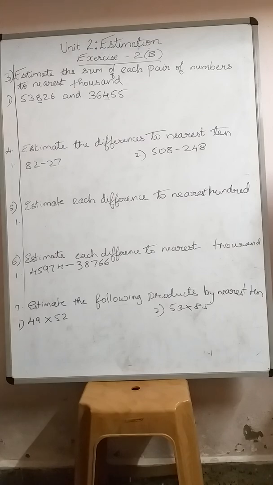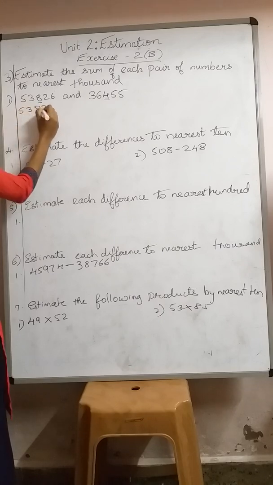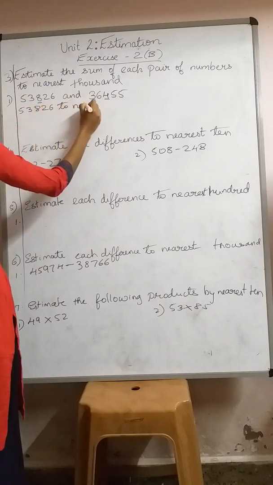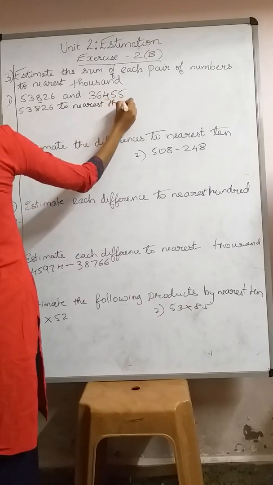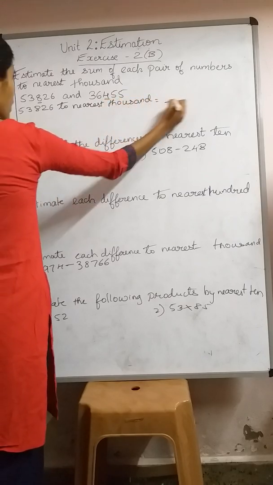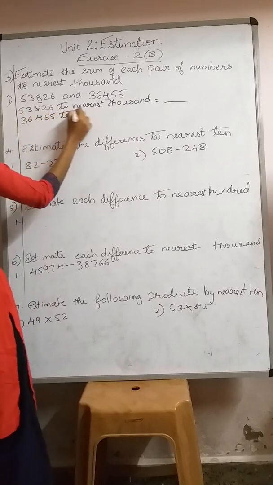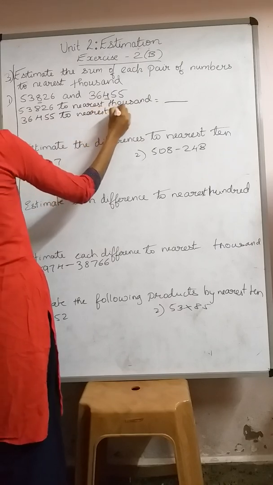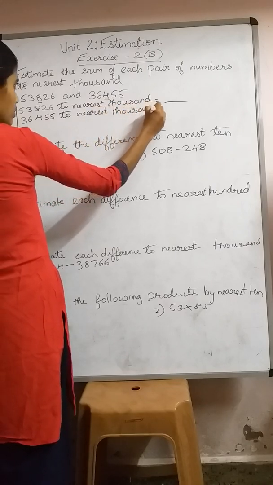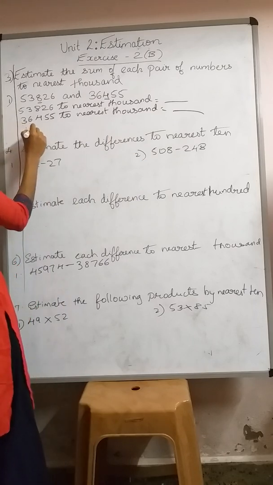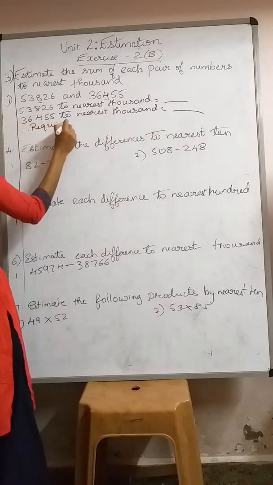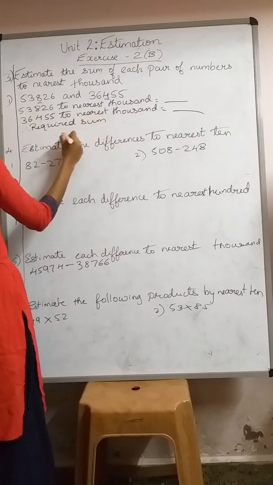And if it is 8, now more than 5, what we need to do? Add 1 to which place? Thousands place. So let us write. The steps are the same. Nearest thousand equal to how much? Here, to the nearest thousand, equal to how much? Therefore, required sum equal to, let us solve.